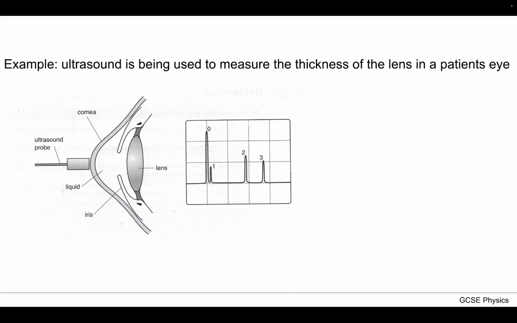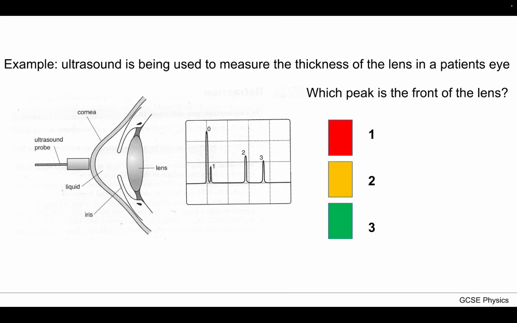So there's an example. Ultrasound has been used to measure the thickness of the lens in a patient's eye. So 0 would be the initial transmission, 1. In fact, I'll let you have a think about it. So if you want to pause and see if you can figure that out before I explain it. Right, so the number 1 would be the cornea. So that'd be the first medium that it travels into. The front of the lens would be 2, and 3 would be the back of the lens.